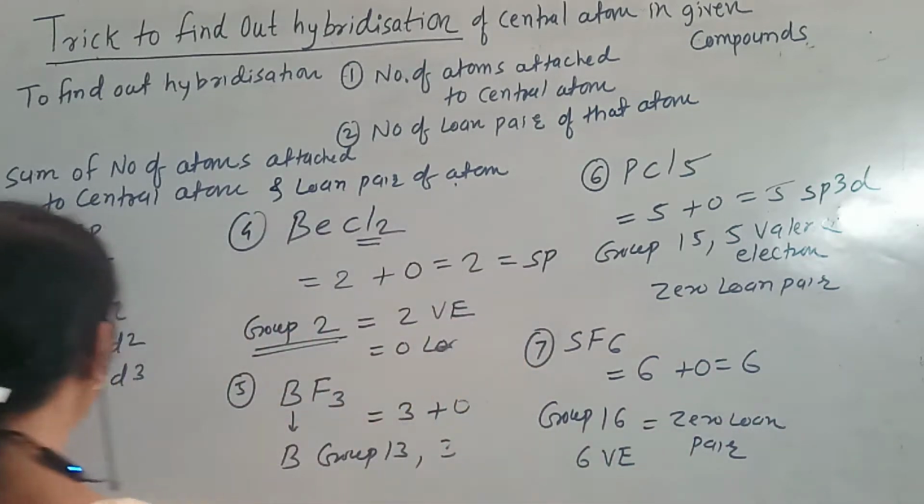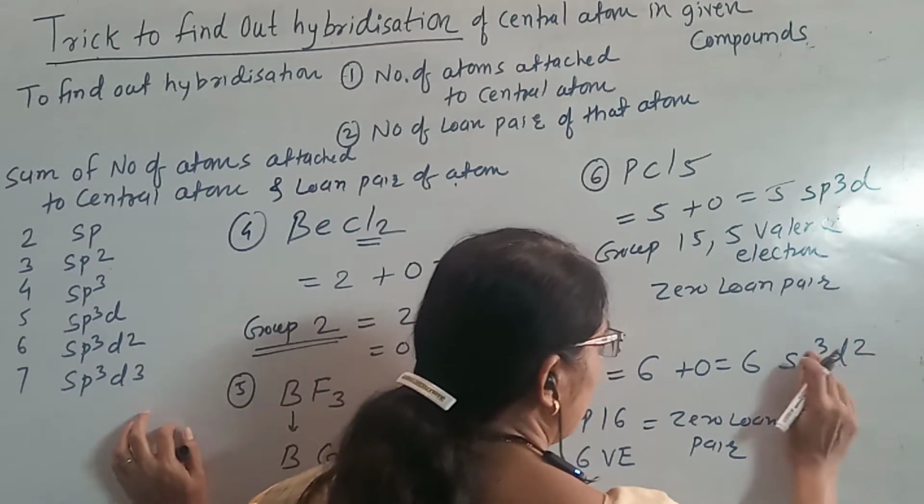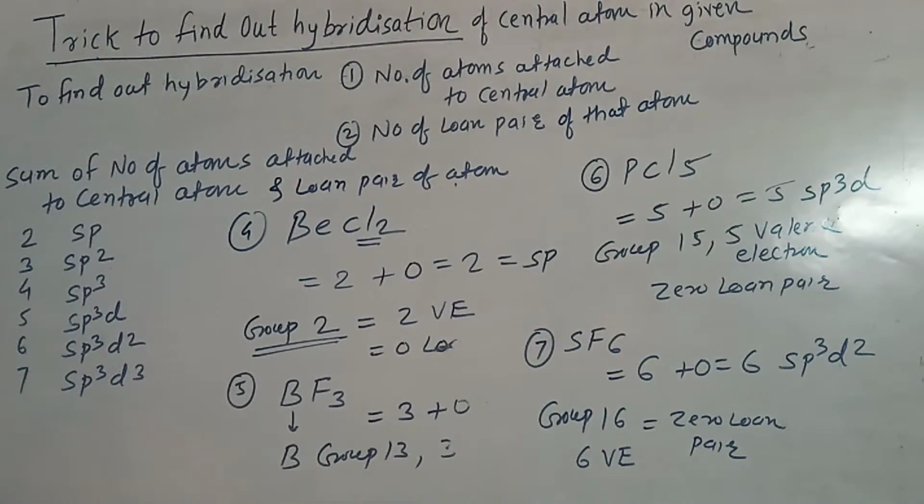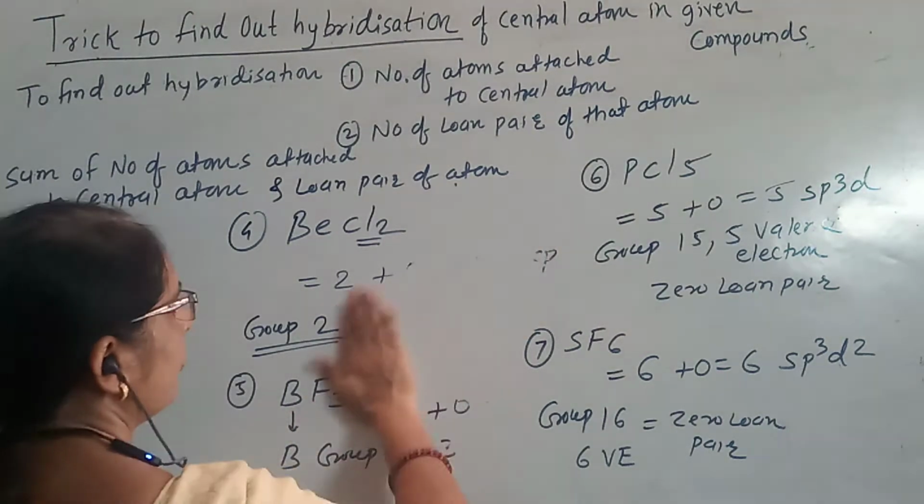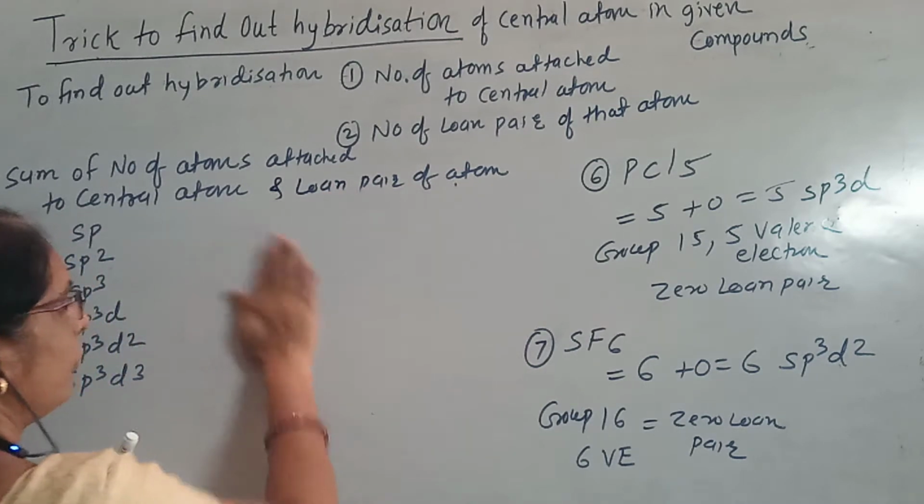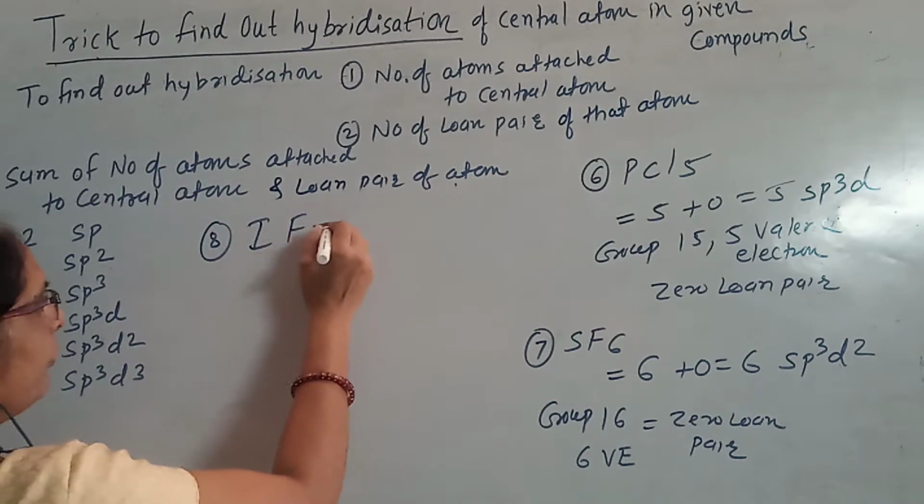Therefore 6 means it is a type of sp3d2. Look here, 3 plus 2 plus 1. So 6. So therefore it is an sp3d2 type of hybridized molecule. Now let us consider example number 8, IF7.